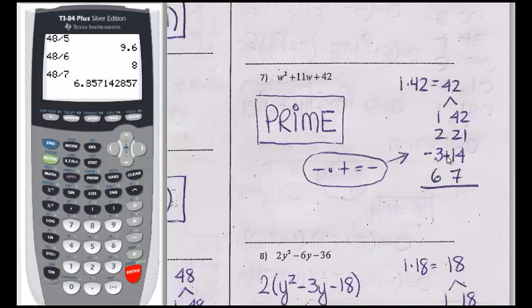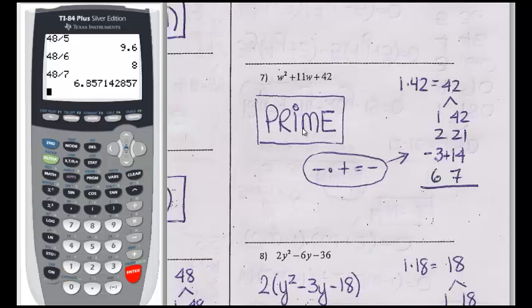Final check. A positive times a negative. Does it give me the same sign as this guy right here? Well, a positive times a negative is a negative, not a positive. So that means 3 and 14 fails the test. Is there any other pair that will give me 11? The answer is no. So therefore the answer here will be prime.